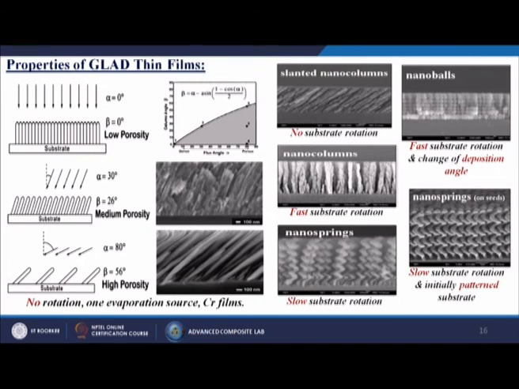When we try to make certain kinds of porous materials, we put alpha around 30 degree, beta around 26 degree, so that there will be a certain columnar angle onto the substrate. And when we need high porosity of material, we can make alpha 80 degree or maybe beta 56 degree. No rotations, one evaporation source, chromium films. These are all FESEM images taken in the 100 nanometer range.